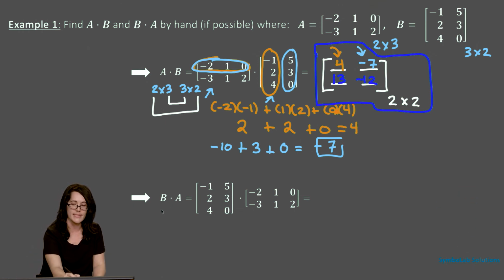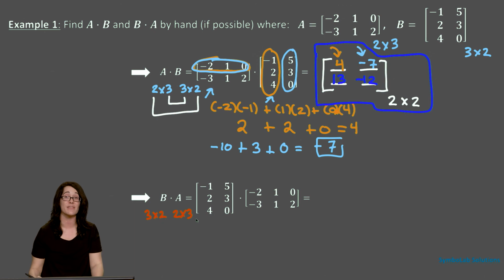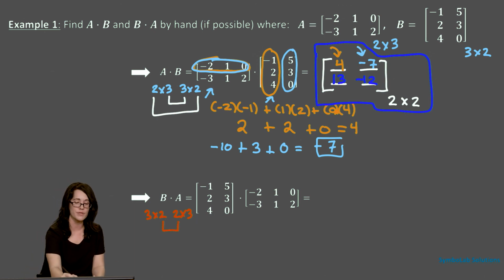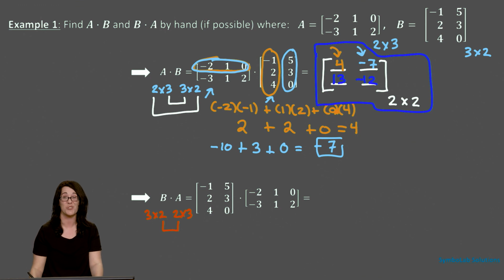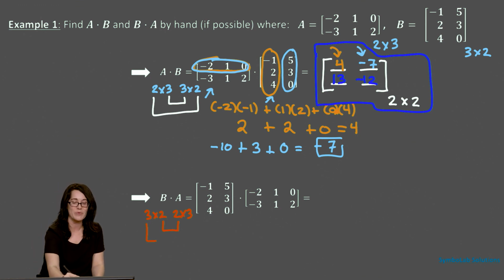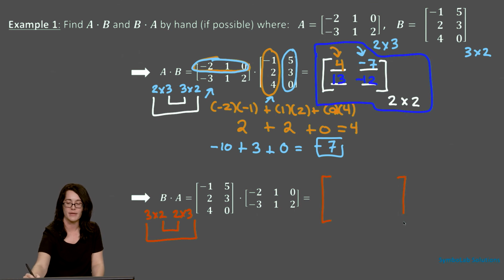Well, B again is a 3 by 2 matrix, and A was a 2 by 3 matrix. So can this matrix product even be found? Check your inner orders. They match, which means yes, we do have to do it, don't we? The size will be a 3 by 3. Good job. So we are expecting a bigger matrix this time with 3 rows and 3 columns to result.